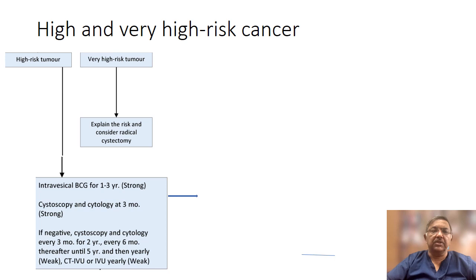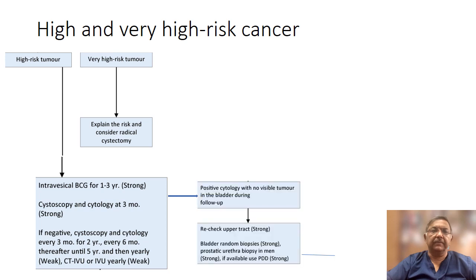Cystoscopy and cytology at 3 months is also highly recommended. If cystoscopy and cytology are negative, repeat every 3 months for 2 years, then we move on to every 6 months evaluation until 5 years, and then yearly evaluation with CT or intravenous urogram to look for upper tract involvement.